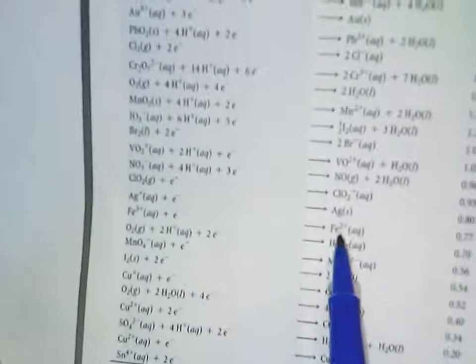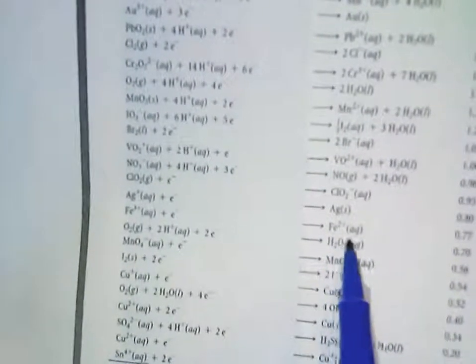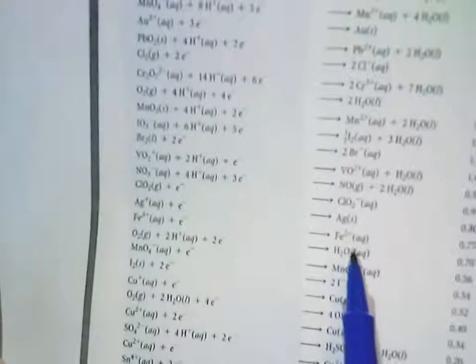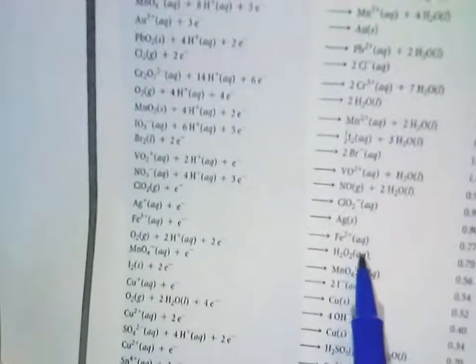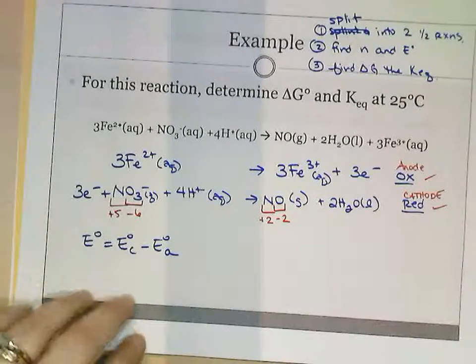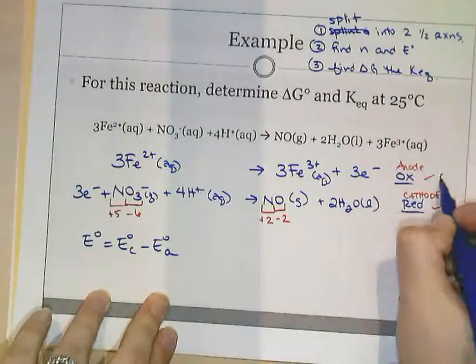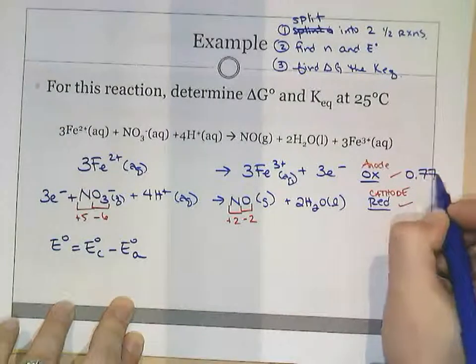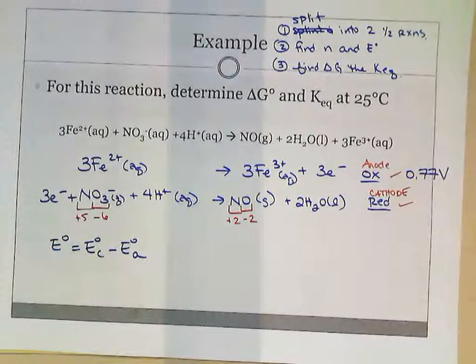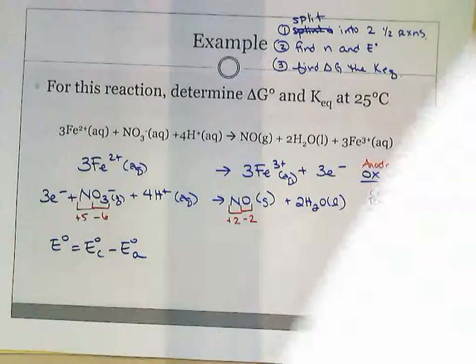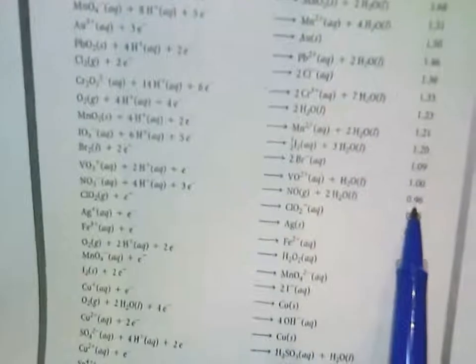Do I need to change the sign? In my actual equation, I have 3 irons going to 3 irons and 3 electrons. Do I need to do anything to this value? No, don't do any of that. Definitely don't. All right, so this is 0.77 volts. All right, then I need to find... I brought my abridged version. So, oh, there it is. We got NO3- and 4 protons, 3 electrons, making this and this. Its value is 0.96.